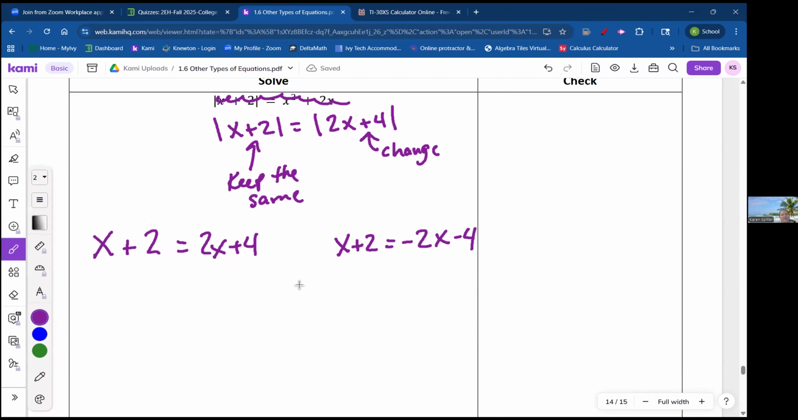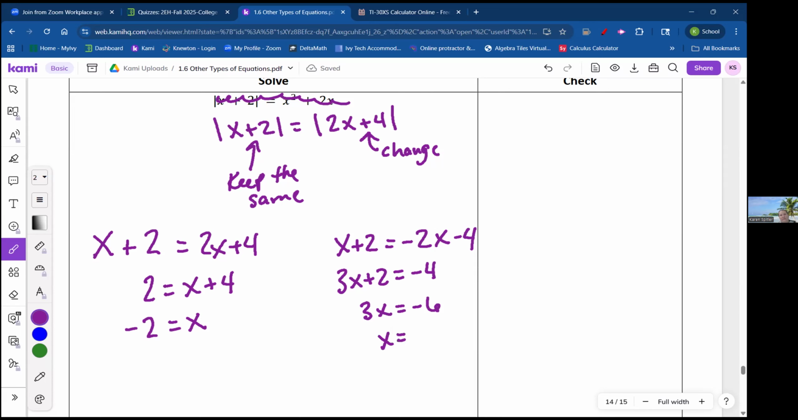All right, so I'm going to subtract x. 2 is equal to x plus 4. Then I subtract 4. Negative 2 is equal to x. Trying to keep my variable positive, I'm going to add 2x. So I have 3x plus 2 is equal to negative 4. Subtract 2, 3x is equal to negative 6. Divide by 3, x is equal to negative 2.